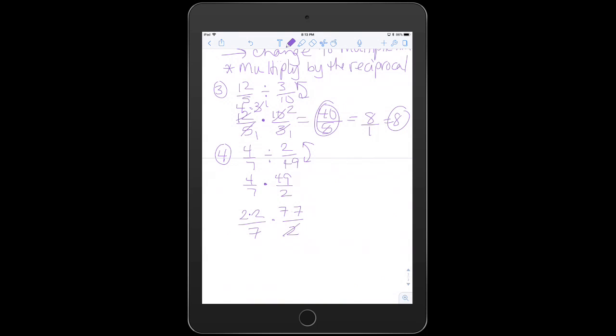Now I have a common factor of 2, a common factor of 7, and now when I multiply straight across the top, I have 2 times 7, which is 14. These are both turned into 1s, so 1 times 1 is 1, so this answer comes out to be 14. Now you can try letters A through H on your fractions worksheet, which is on the back.